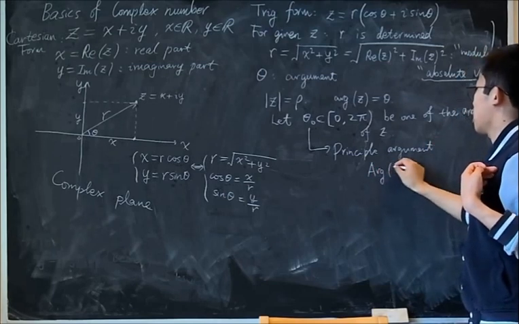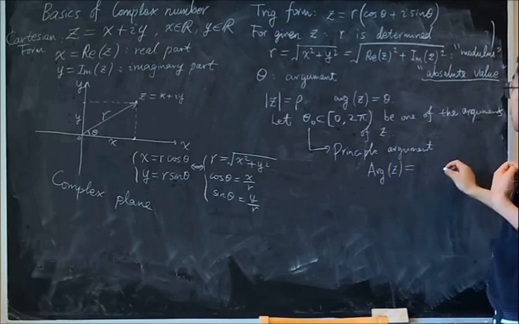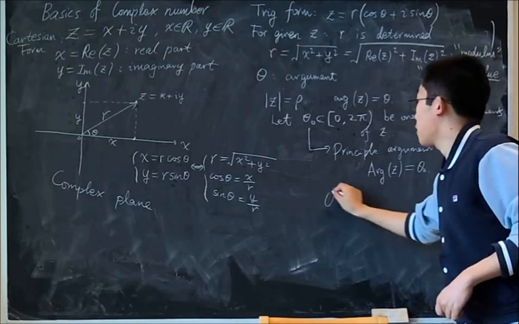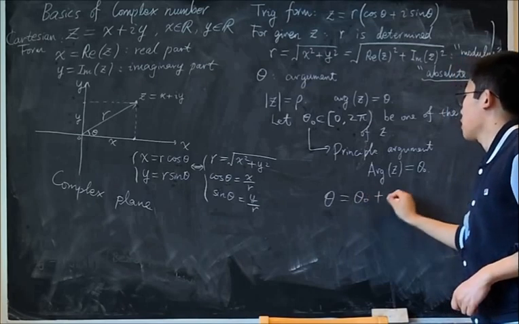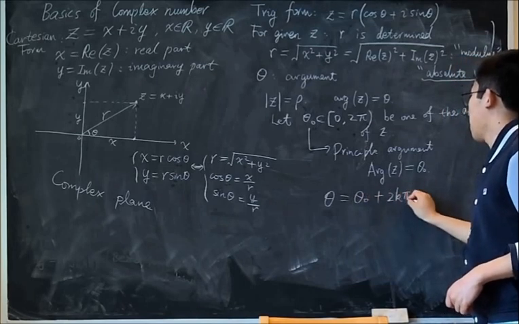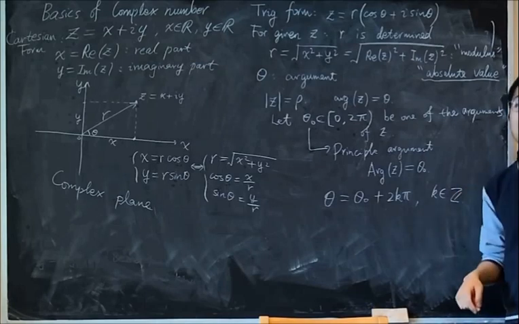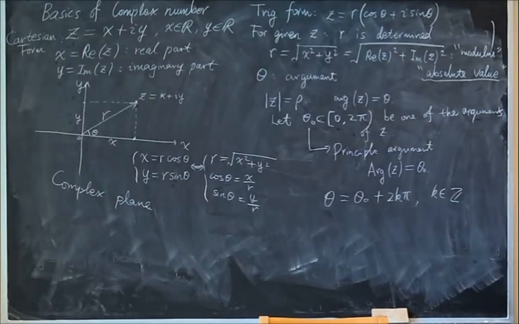And the symbol is this big R equals to this theta naught. So obviously I can say theta equals theta naught plus 2k pi, where k is an integer. Okay, but there's one special case.